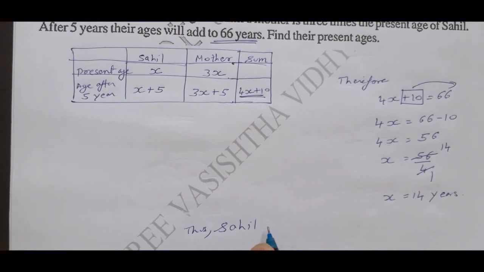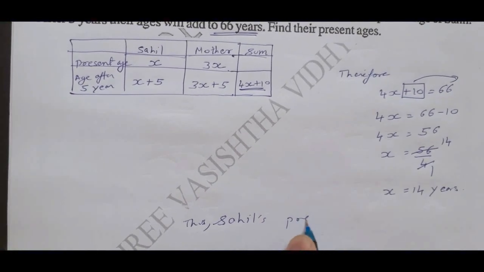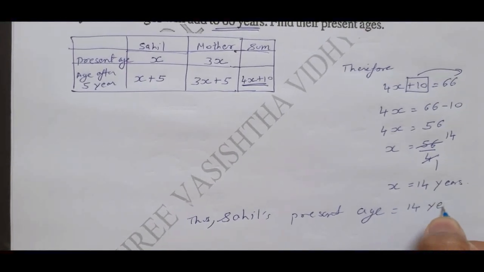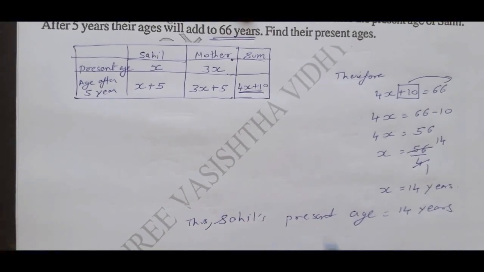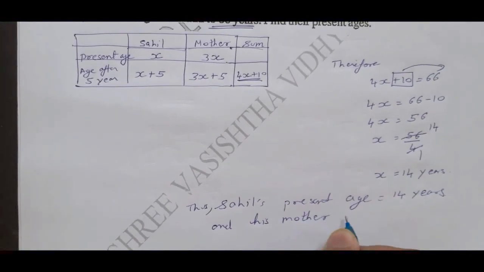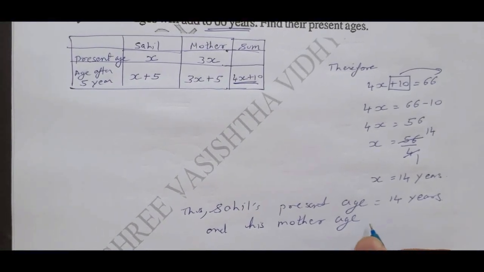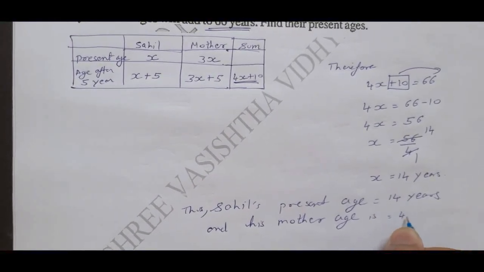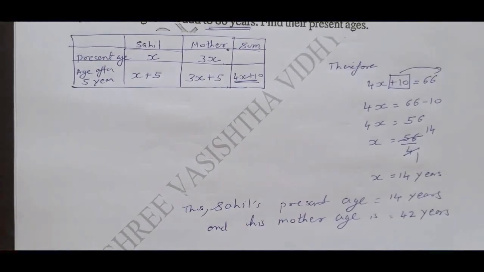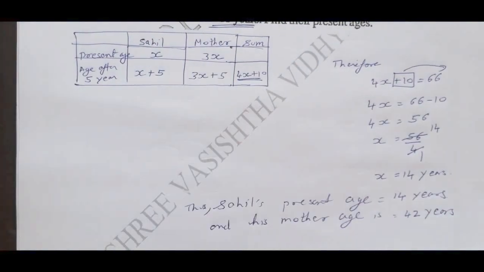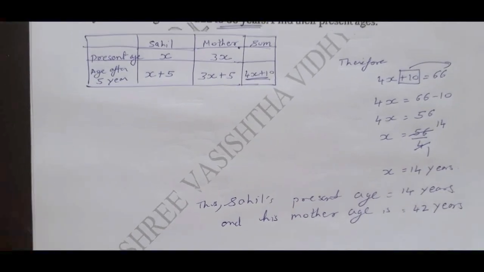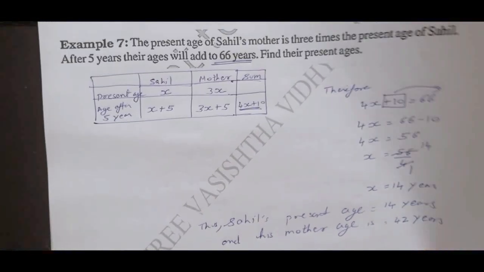Thus Sahil's present age is 14 years and his mother's age is 42 years. You can subtract this 14 from 56, so we get the answer 42. Now this is the way to solve a question based on age.